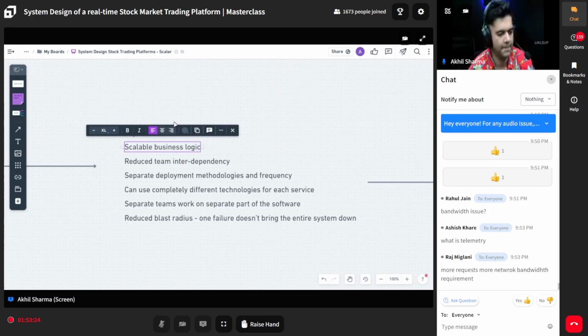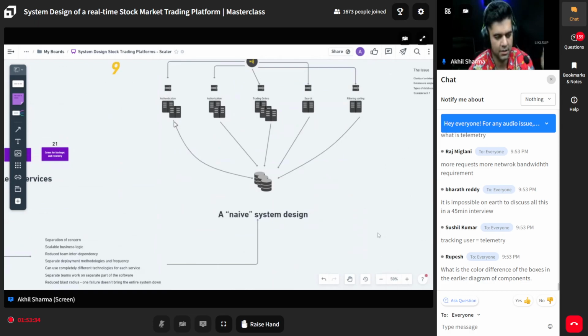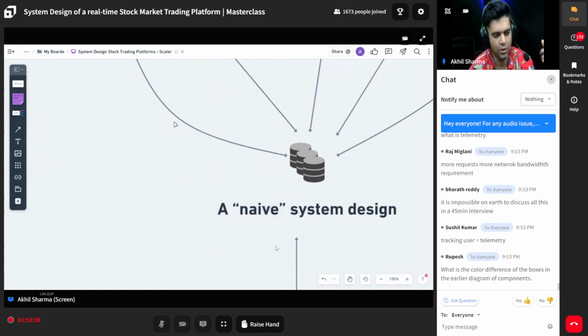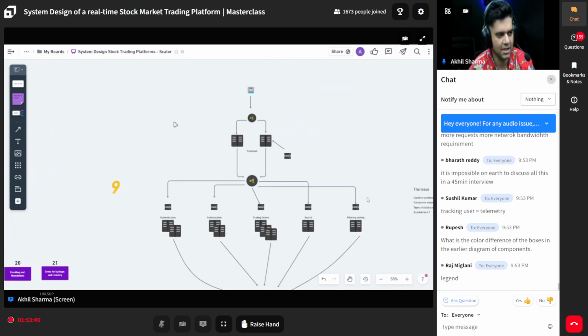Naive system, basically, in many articles that you'll read on Medium, on medium.com, you will see that the author always creates something called a naive system design. Naive system design basically means that, okay, I don't know much about the system. Let me show you what a normal system design looks like. Once you have, let's say, 8 months or 1 year of experience, this is the kind of system design that you might draw.